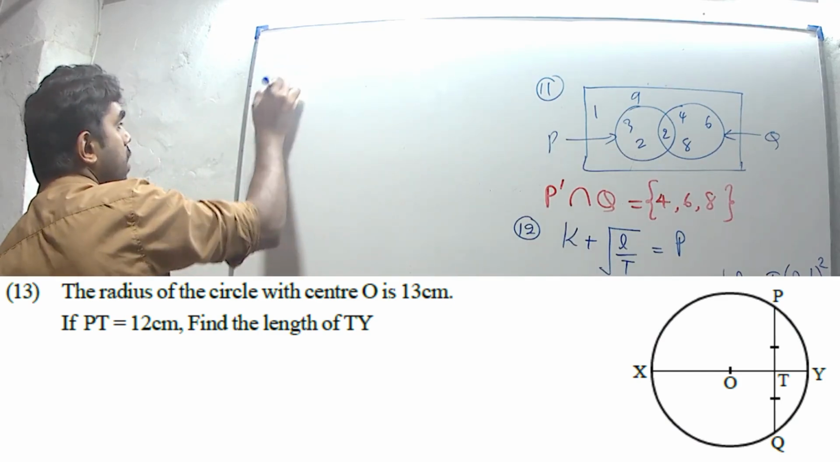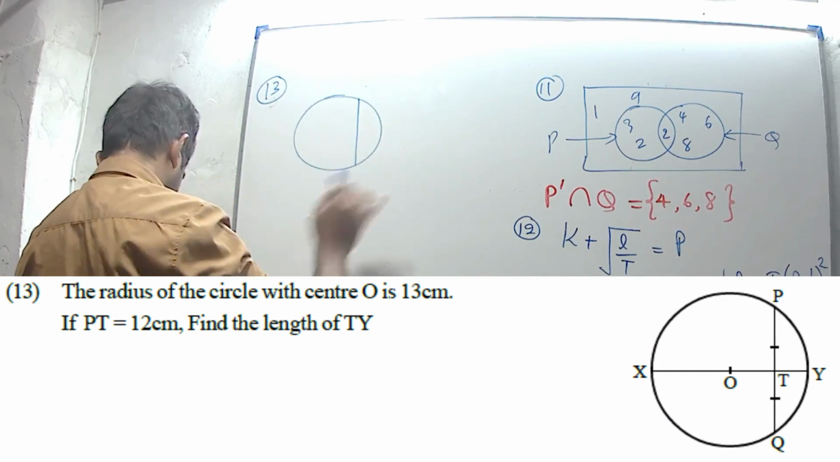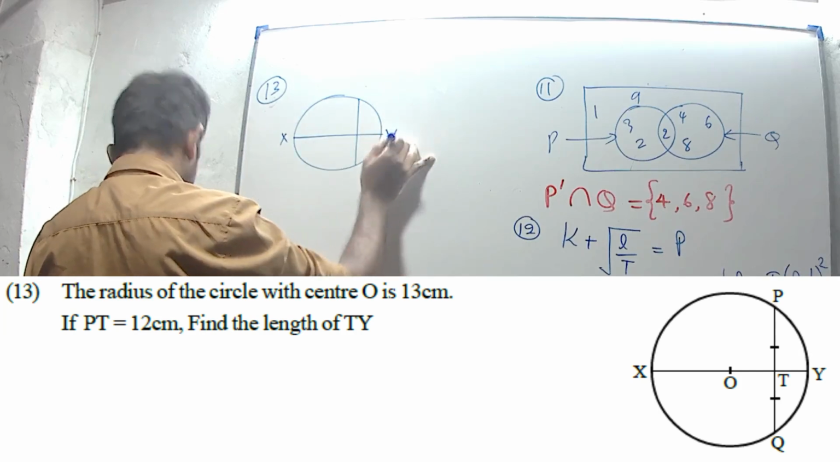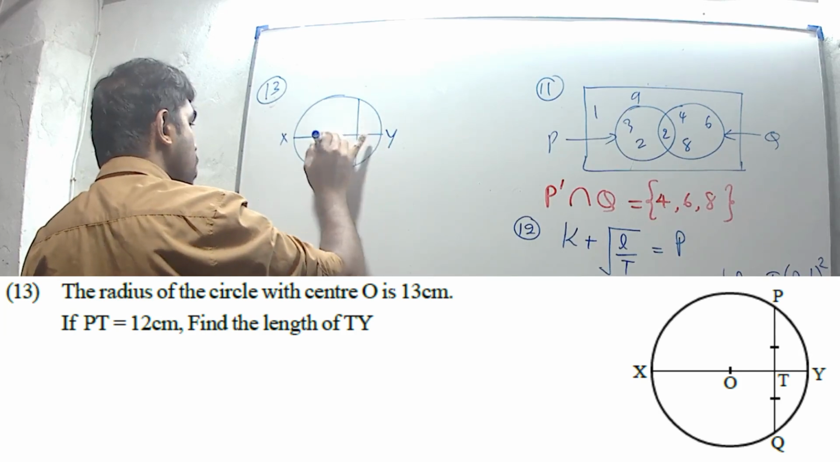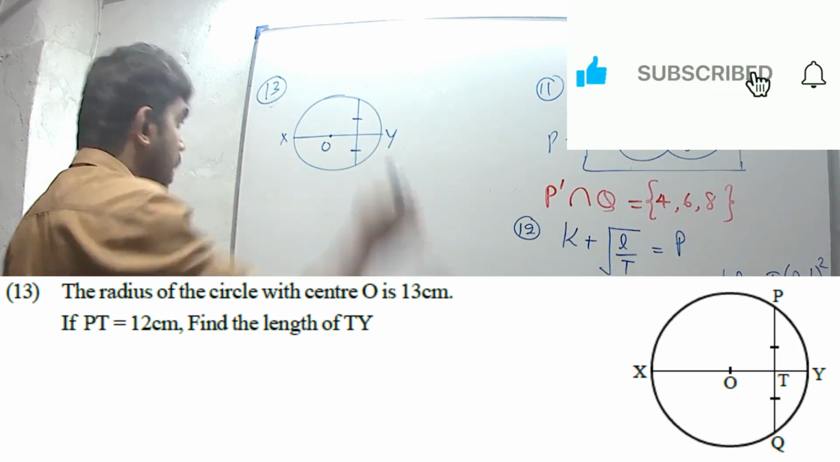Question number 13. There is a diagram like this. X, Y, center is O. They have given that this side equals this one, PQ.